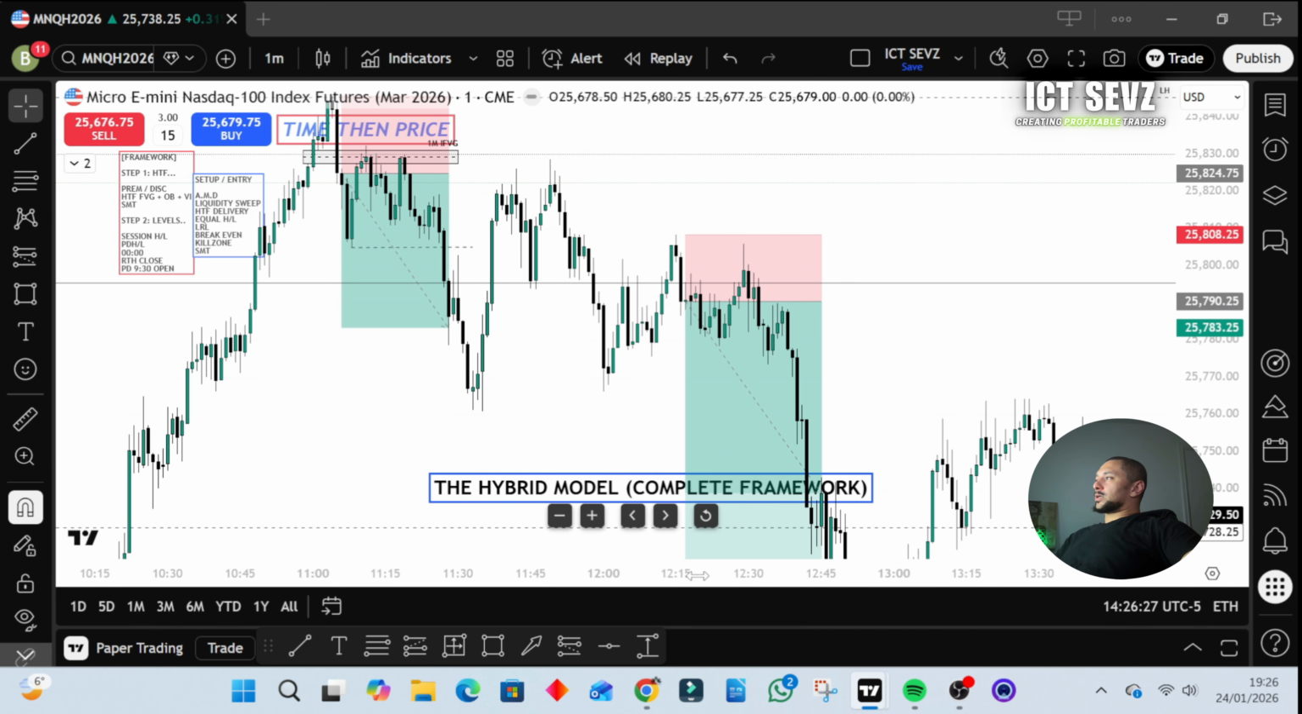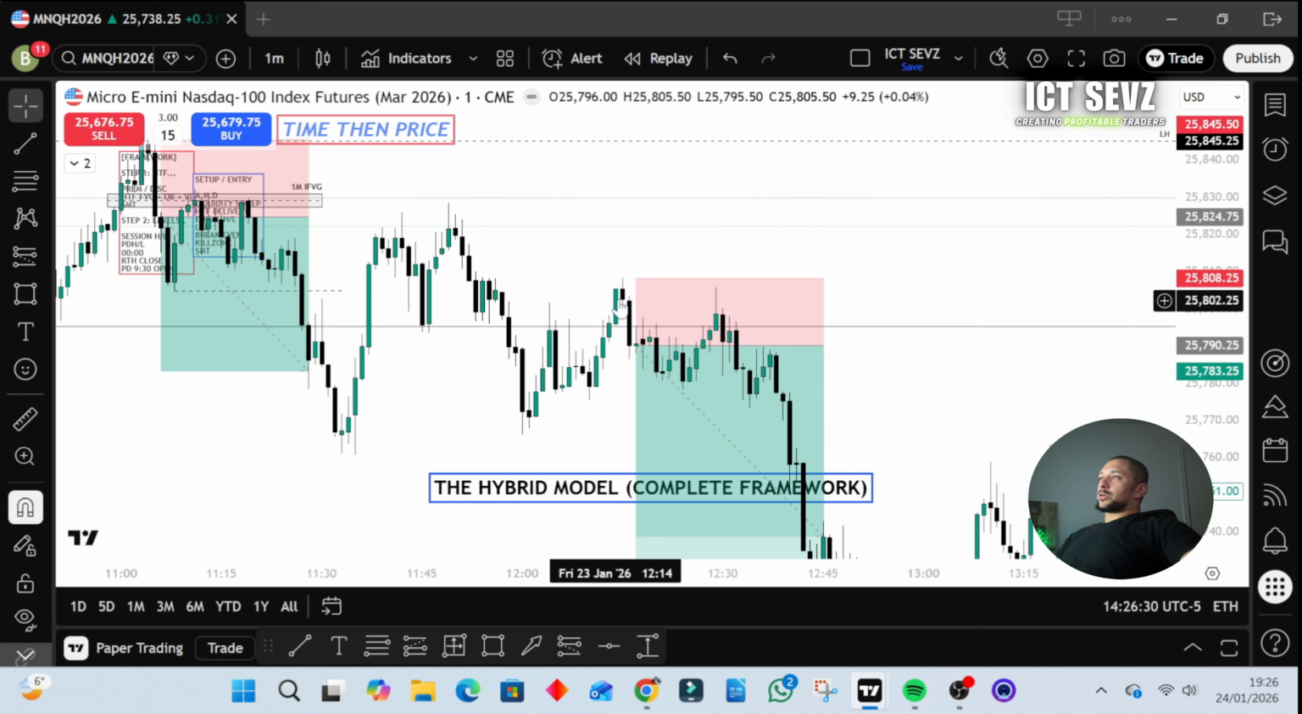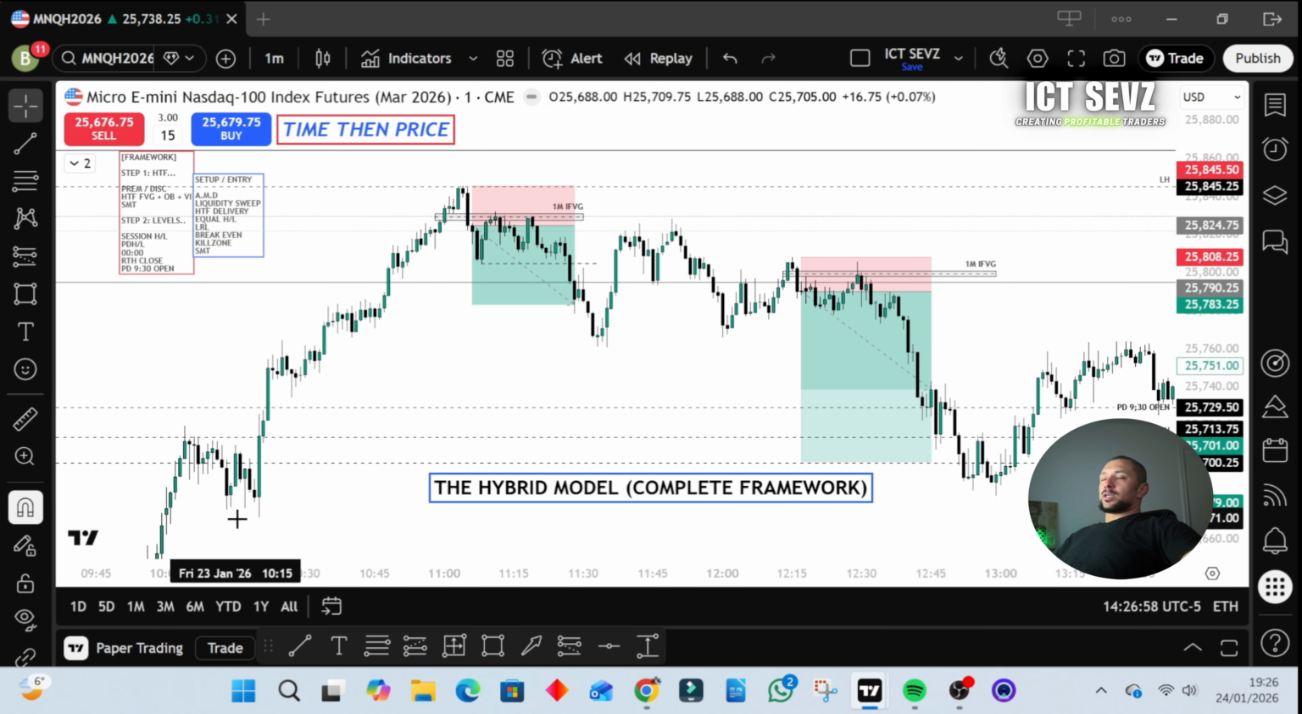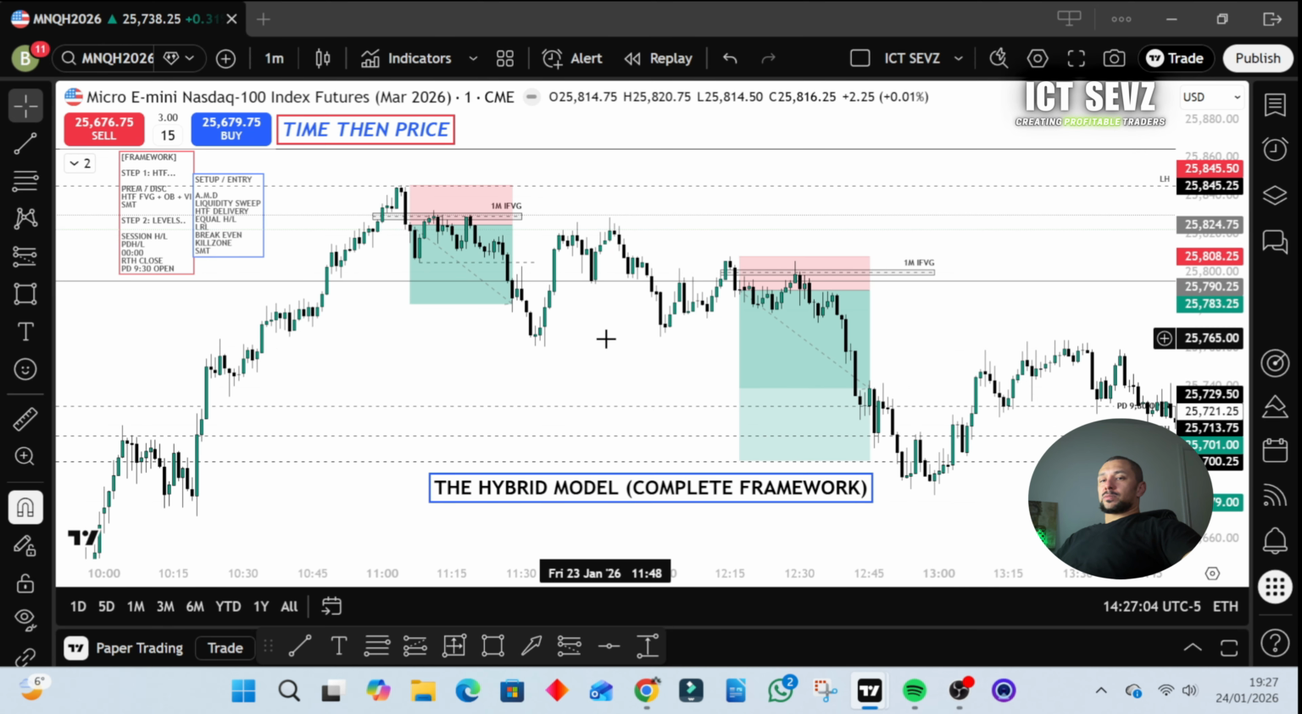Why did I re-enter here? Well, we have another 1 minute inversion fair value gap here, which is our criteria for entry. I do not enter any trade unless we have an inversion fair value gap. That is the only part that is non-negotiable. So we waited patiently for price to push up. We ended up getting 2 decent short entries to end the week with some nice profits.